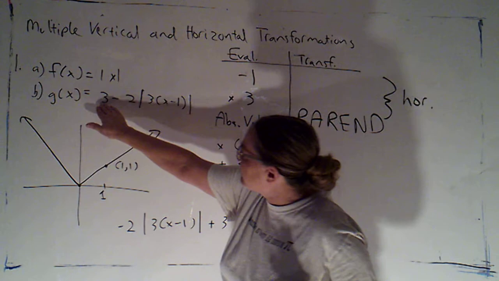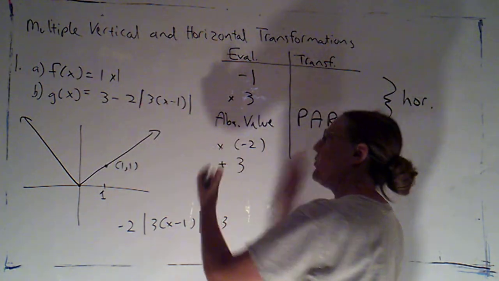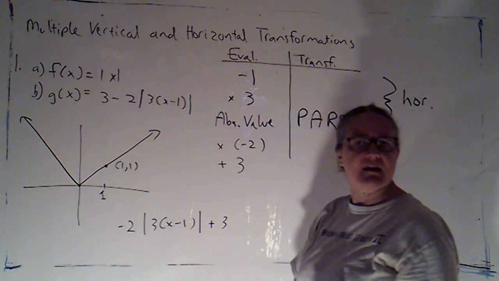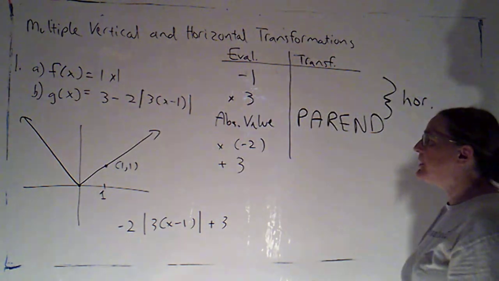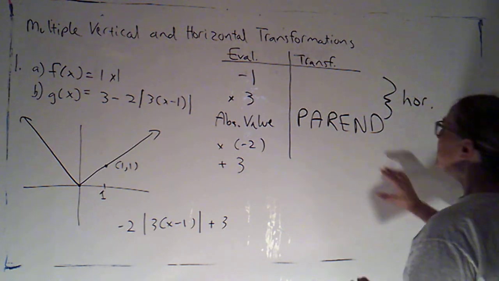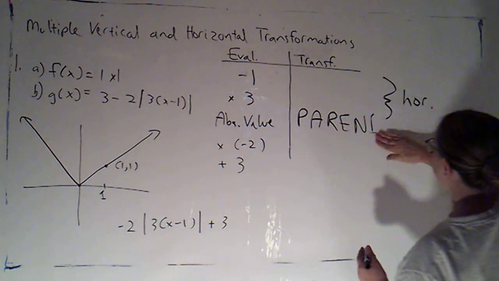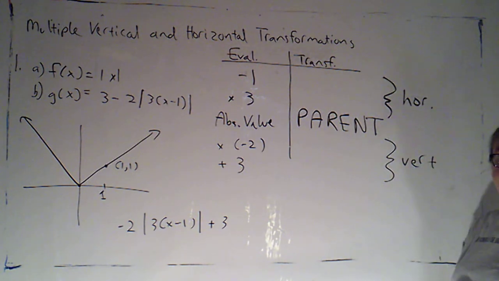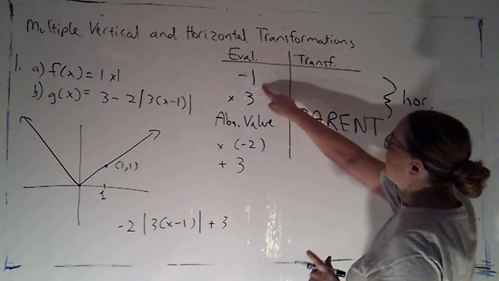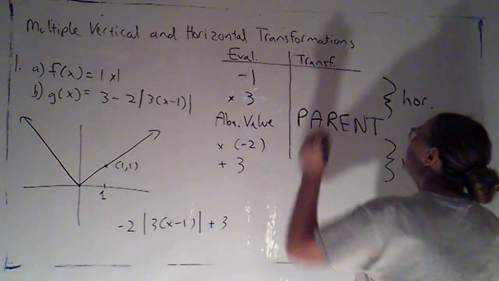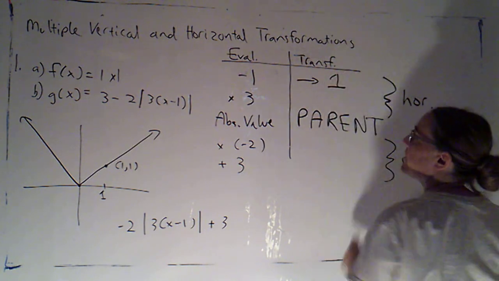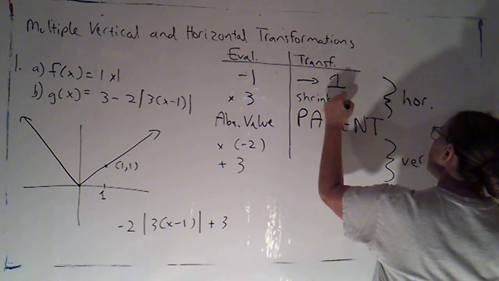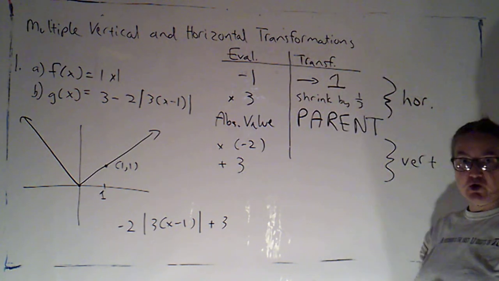So sometimes when I have a number minus what I'm doing to my parent function, I find it simpler to just bump that number to the end and write it as a plus that number. Totally up to you. Okay. So this stuff that I'm doing after the parent function is going to affect the graph vertically. So for the horizontal transformations, subtracting 1 is going to shift things 1 unit to the right. Multiplying by 3 is going to shrink by a factor of 1/3.